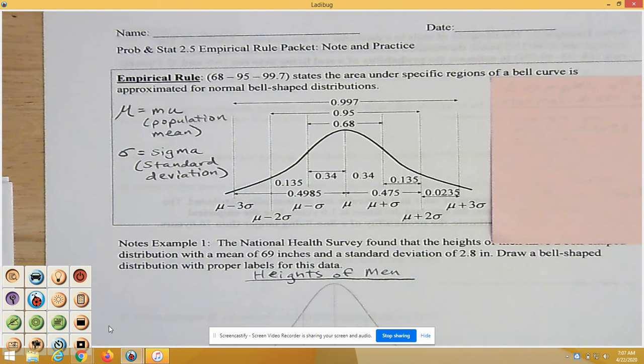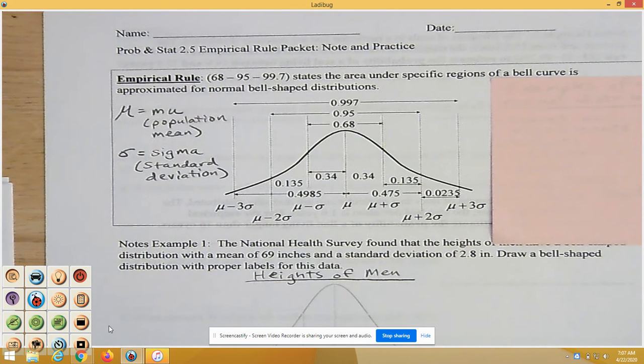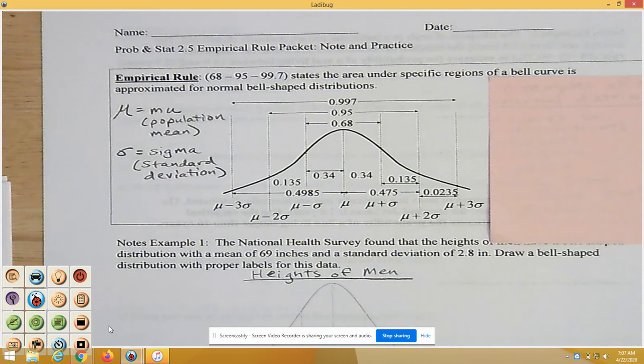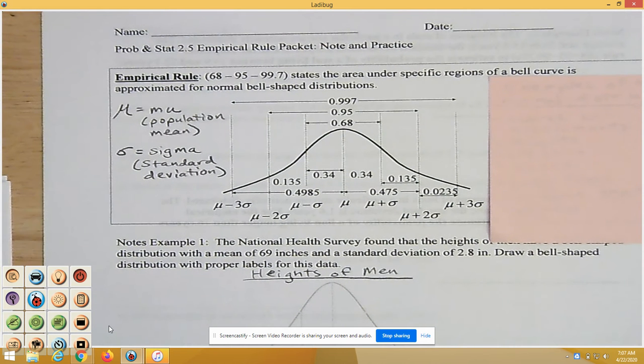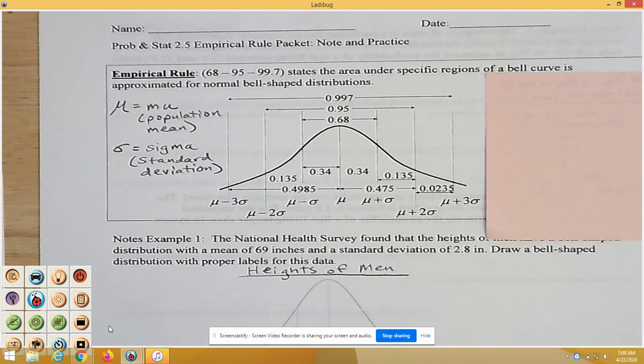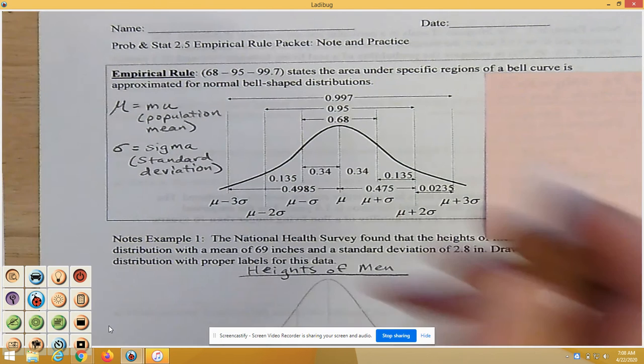In this video, we're going to be looking at the empirical rule. The empirical rule is one of the most major concepts in statistics. When you look at the empirical rule, it applies to all normal bell-shaped distributions. Another term that you could see is a mound shape.